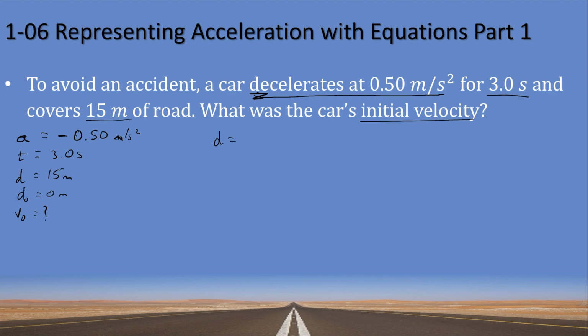So how about D equals 1/2 A t squared plus V0 t plus D0. That has all those. So D is 15. A is negative 0.50 meters per second squared. Time is 3.0 seconds. V0 is what we're looking for. Time is 3.0 seconds. And D0 is 0.